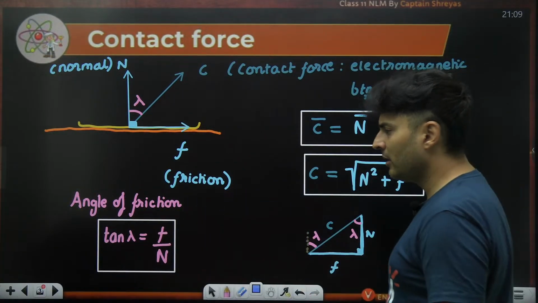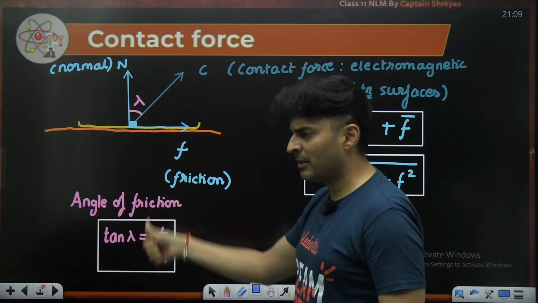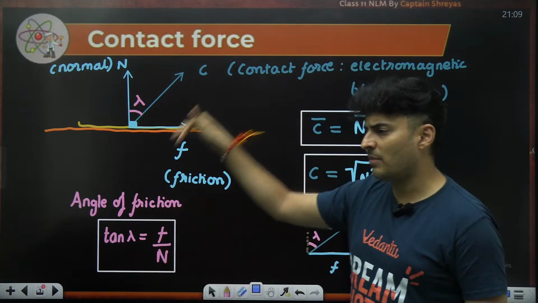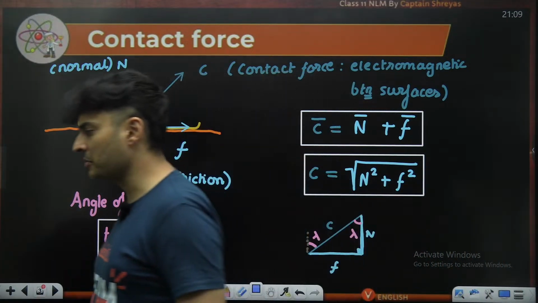Everybody fine till this point? Yeah, what is the angle of friction? So if lambda is more, tan lambda is more, friction is also more. If lambda is less, friction is also less. You can see a direct relationship between them.